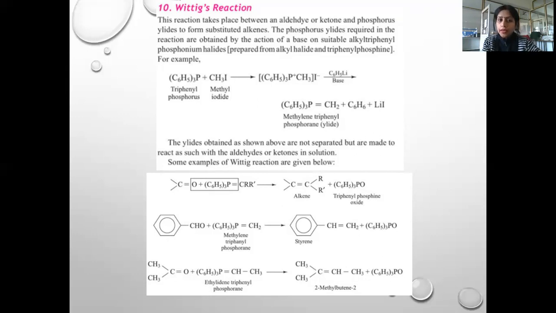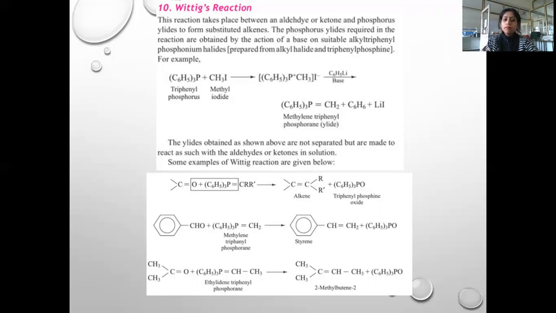So the phosphorus ylide is first obtained by the action of the base on the alkyl triphenyl phosphonium halide. So you can see the triphenyl phosphine reacts with the methyl iodide, and then in presence of a base, it leads to an ylide. So this compound with three phenyl groups on phosphorus and then a methylene group is called a phosphorus ylide.